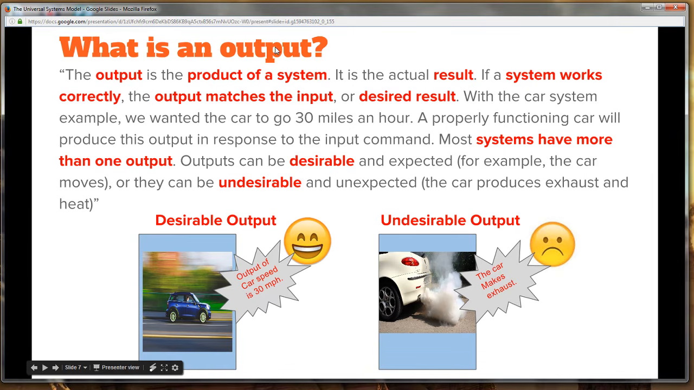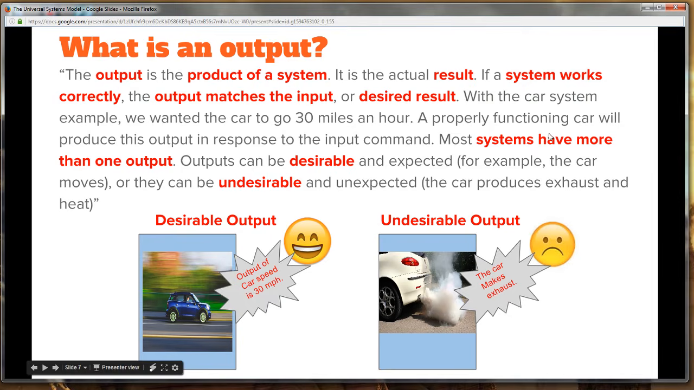What is an output? The output is the product of a system. It is the actual result. If the system works correctly, the output will match the input or the desired result. In the car system example, we wanted the car to go 30 miles an hour. A properly functioning car will produce this output in response to the input command, meaning stepping on the accelerator pedal.